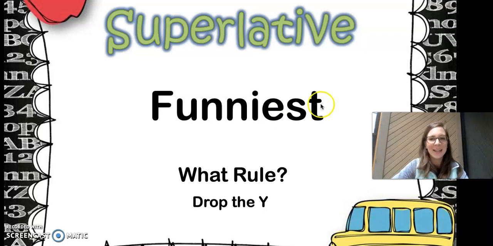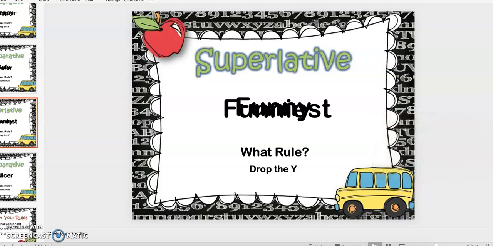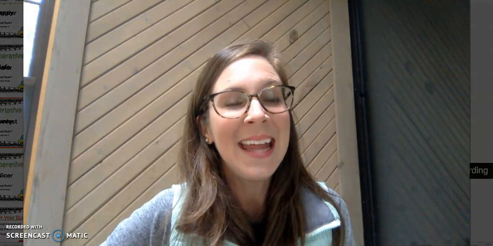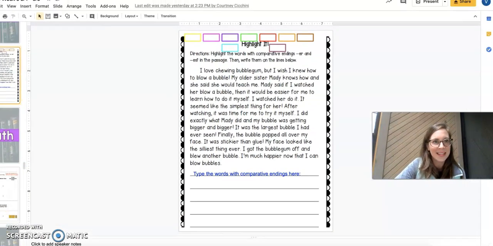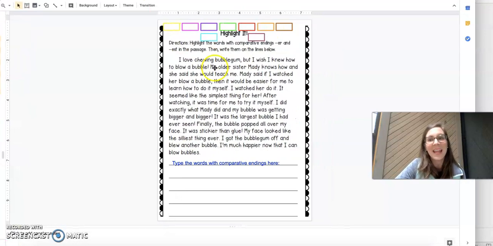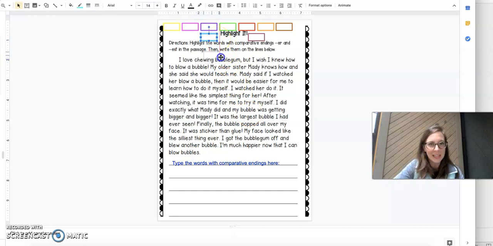All right, second graders, great job. You have one practice page on your slides today, and that is slide number 57. You're reading a little story and then taking these highlighting boxes and looking for words that have the ER and EST.